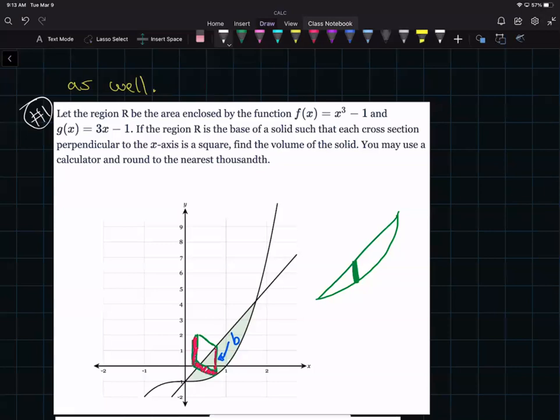All right, so I'll go ahead and read it. Let the region R be the area enclosed by the functions f of x, let's just call it that, and g of x. If the region R is the base of the solid, such that each cross-section perpendicular to the x-axis is a square, find the volume of the solid, okay? And then it tells you that you can use a calculator.